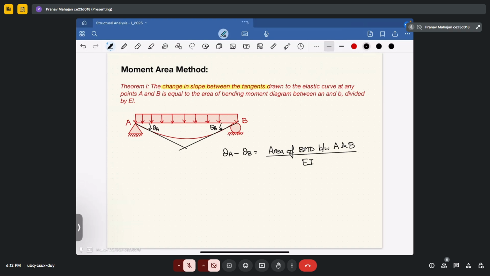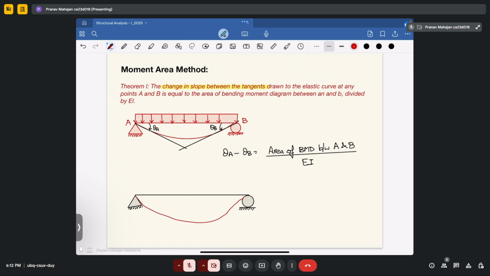Suppose you have a simply supported beam, having a hinge at one end and a roller support at the other end. So how will it deflect?